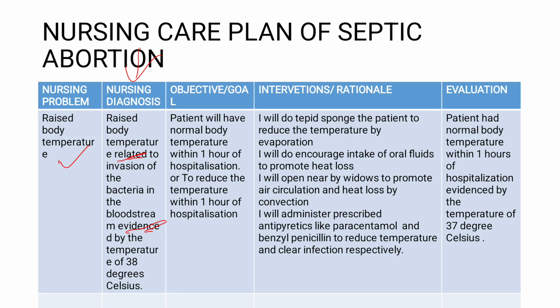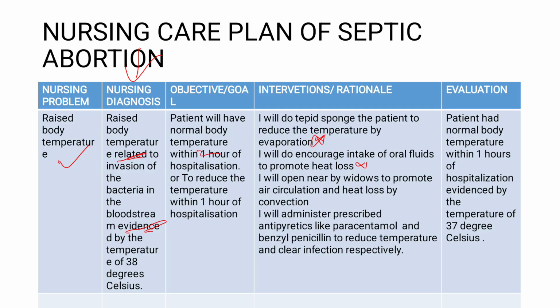Then in terms of our objective or goal, we can say patient will have normal body temperature within 1 hour or 2 hours of hospitalization, or reduce the temperature within 1 hour of hospitalization. Then in terms of the interventions that we can put there, you can do tepid sponging. This will help reduce the temperature by evaporation.